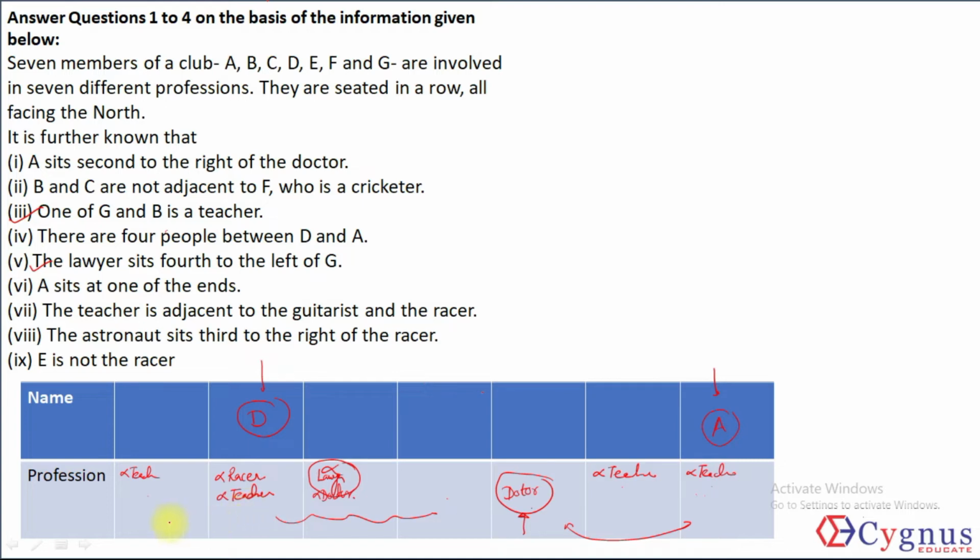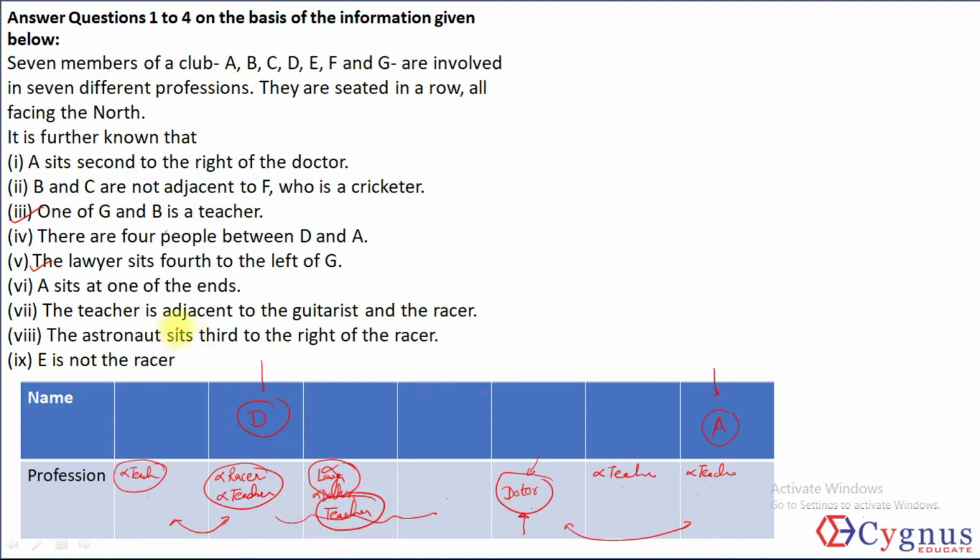Yes or no? And I also know that lawyer is going to occupy any of these 2 places. So I know that this person is not a teacher. This person is not a teacher. Yes or no? So I'm left with how many possibilities? Can I put teacher here? No. Why? Because teacher is adjacent to guitarist and racer. This person is a doctor. So I can say that this seat will be occupied by a teacher.